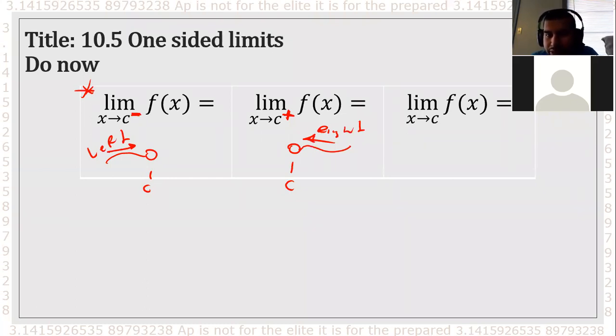Yeah, thank you, Jordan. And if I have just C and there's no exponent, that means what, guys? From both sides. Yeah, it's coming from both sides. So you find the limit as it comes from both sides, left and right. Okay. All right, so let's go ahead and begin.